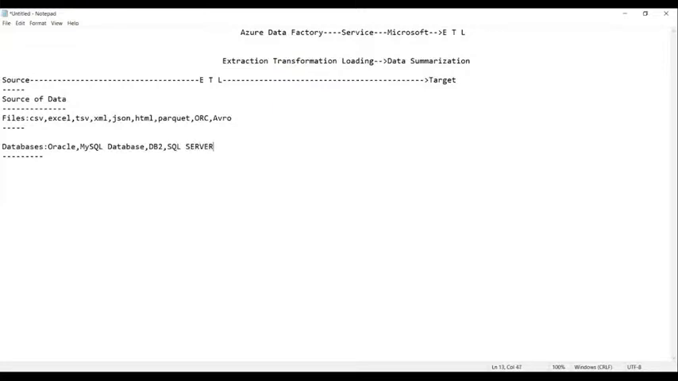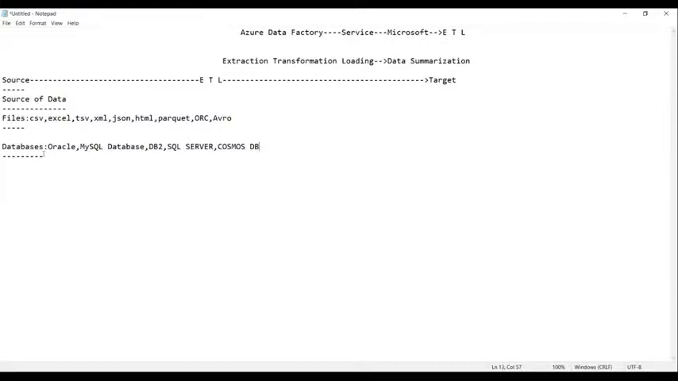Cosmos DB. Cosmos DB is basically cloud based. Then MongoDB, and Snowflake. All these are the databases we can have.